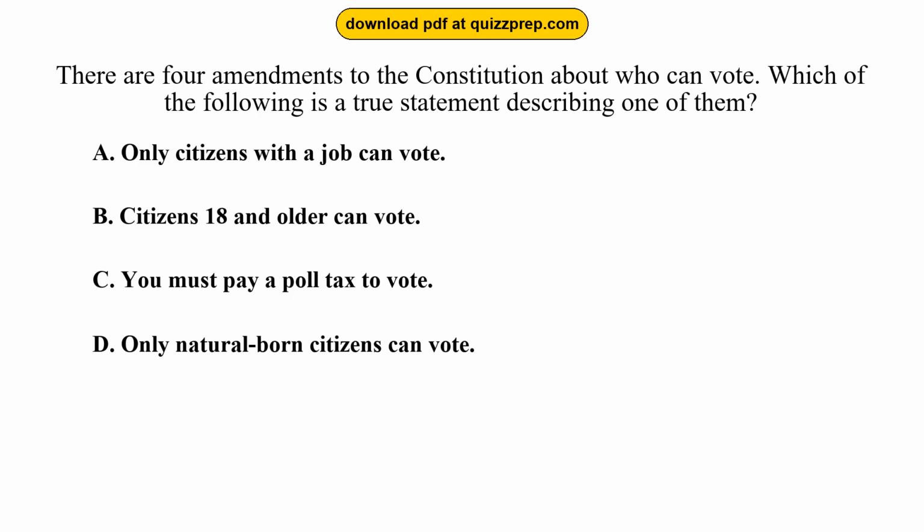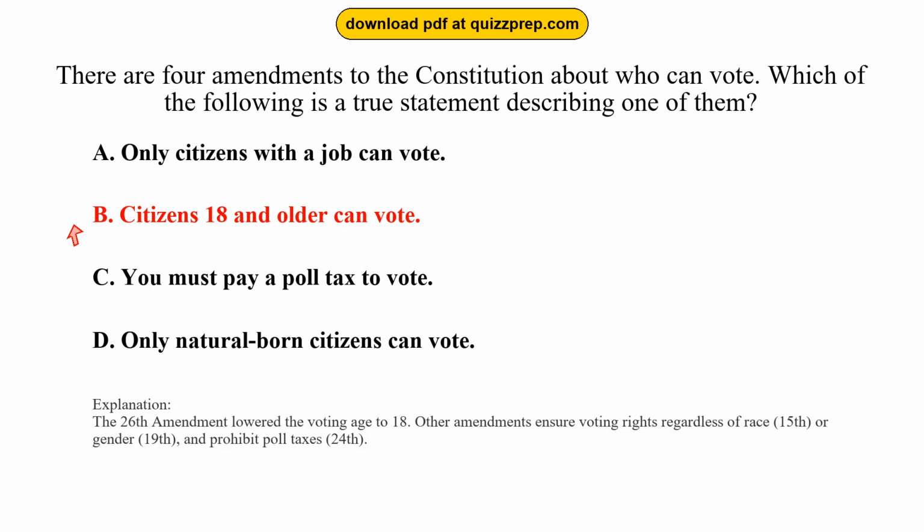Question 35. There are 4 amendments to the Constitution about who can vote. Which of the following is a true statement describing one of them? Option A, only citizens with a job can vote. Option B, citizens 18 and older can vote. Option C, you must pay a poll tax to vote. Option D, only natural-born citizens can vote. The correct answer is option B, citizens 18 and older can vote. The 26th Amendment lowered the voting age to 18. Other amendments ensure voting rights regardless of race, 15th, or gender, 19th, and prohibit poll taxes, 24th.